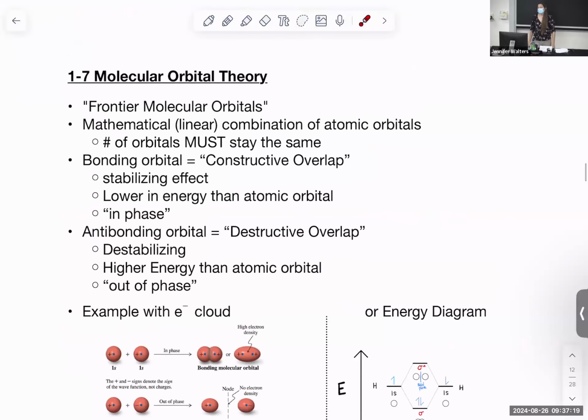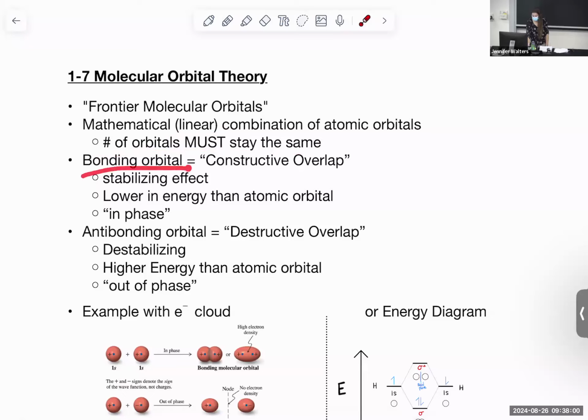All right. So valence bond theory, acknowledging that our electrons have wave-like properties, gives us molecular orbital theory, which is going to start to acknowledge the regions where our electrons can exist when shared between two atoms. Atomic theory is looking at one atom. Molecular theory is looking at two. It is the bonds that we make. It is the mathematical or linear combination of atomic orbitals. That means that the number of orbitals that goes in is however many you get out. The total number must remain the same.